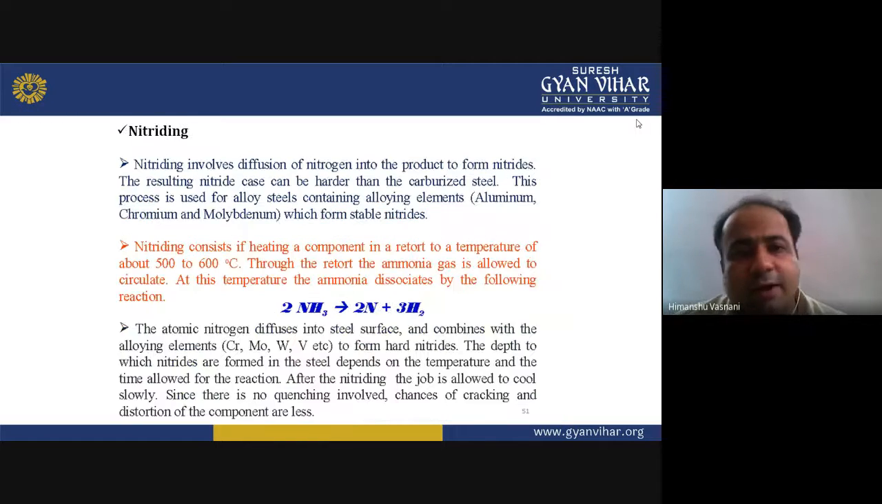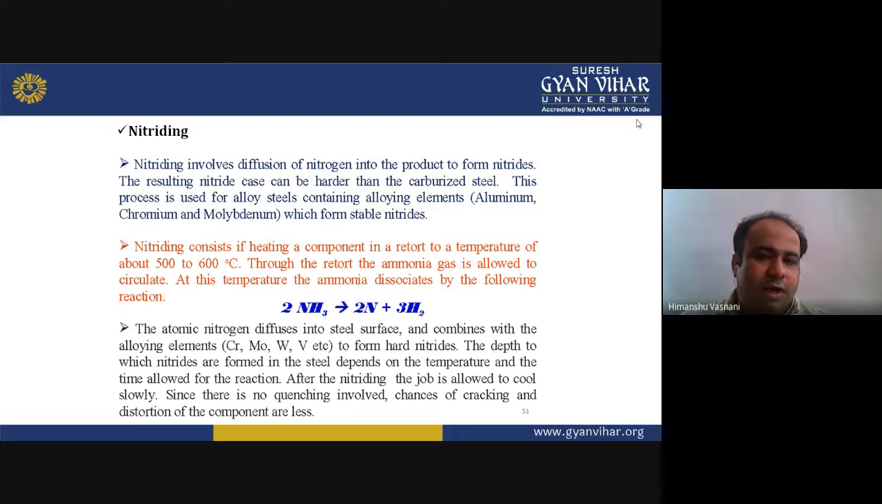Now nitriding. Nitriding involves diffusion of nitrogen into the product to form nitrides. The resulting nitride case can be harder than carburized steel. This is specifically used for alloy steels containing alloying elements like aluminium, chromium, and molybdenum, which form stable nitrides. Nitriding consists of heating the component in a retort at a temperature of around 500 to 600 degrees centigrade, while ammonia gas is allowed to circulate.